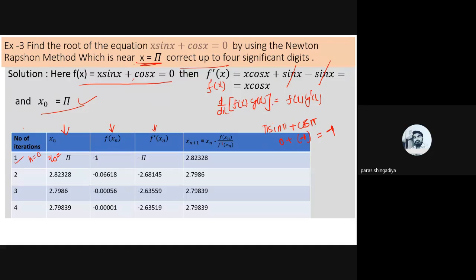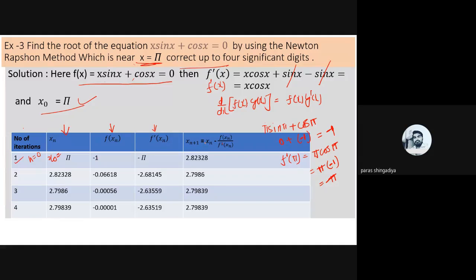Okay, and now f dash of pi. For f dash of x, we have x into cos x, so replace x is equal to pi there. So f dash of pi will be pi into cos pi. Okay, and what is the answer of cos pi? That will be minus 1. So cos pi is minus 1, and pi stays as it is in this product, so it will be minus pi. So the answer is minus pi.